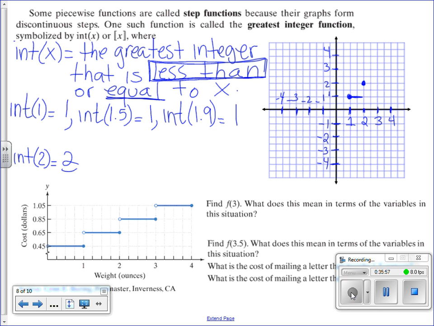Now, what should I do here? Leave it like that, or should I include something there? Like an open circle. Open circle, very nice.